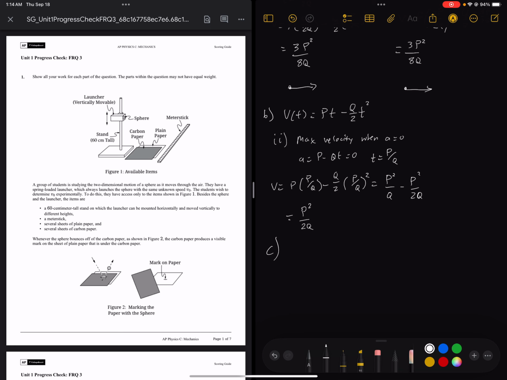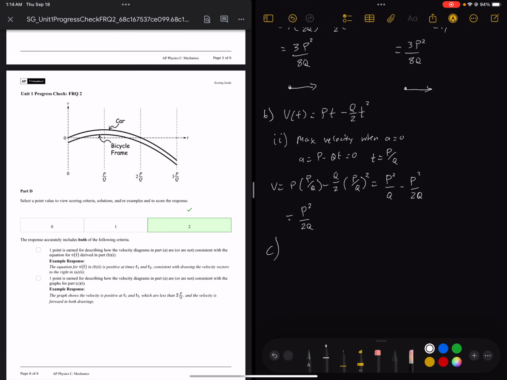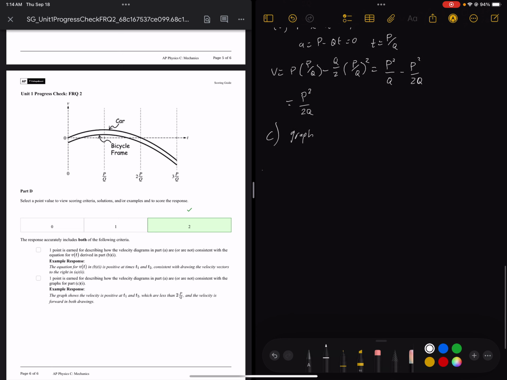All right, so FRQ part C. It's the graph. I'm not going to sketch the graph. All right, so FRQ number 3. Now we're on number 3.